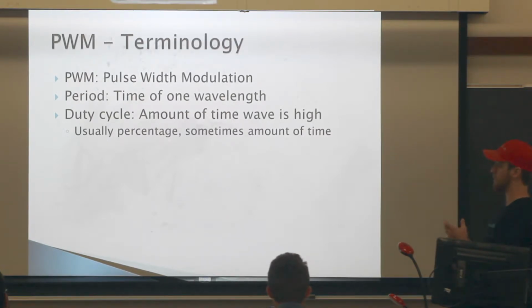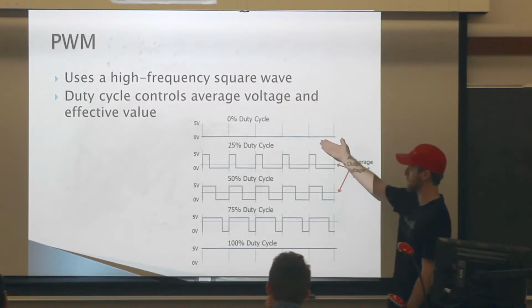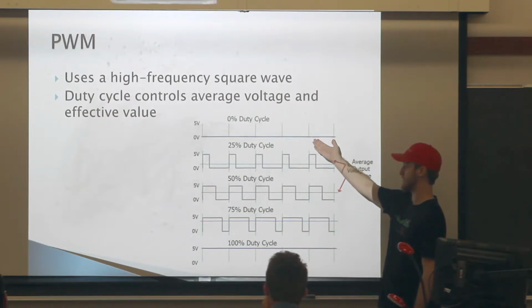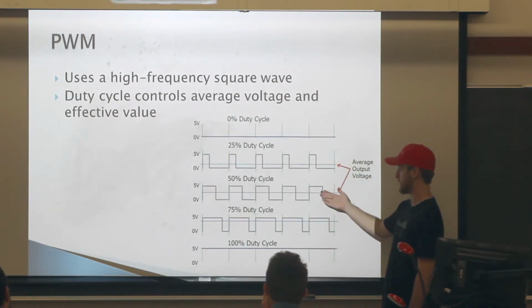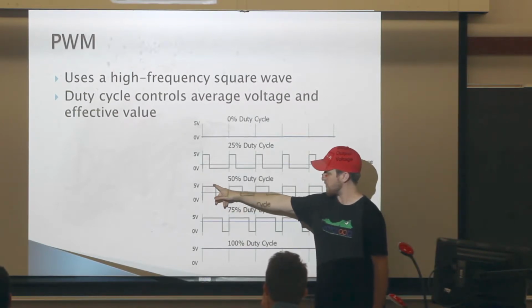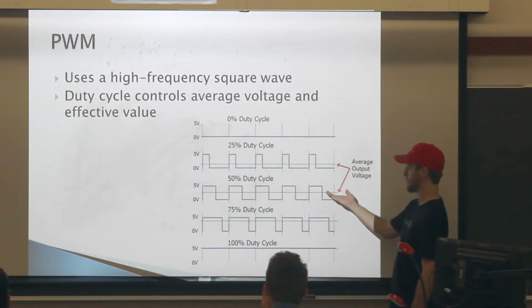Other terms to note are period, which is the time of one wavelength, and the duty cycle, which is the amount of time that the wave is high. It's usually a percentage, but sometimes it's written as an amount of time. PWM uses a high-frequency square wave, and the duty cycle controls the average voltage. So here we have basically no wave, 0% duty cycle, and full voltage, 100% duty cycle. At 50%, you see half the time it's at 5 volts, and half the time it drops down to 0. So the average is 2.5 volts.